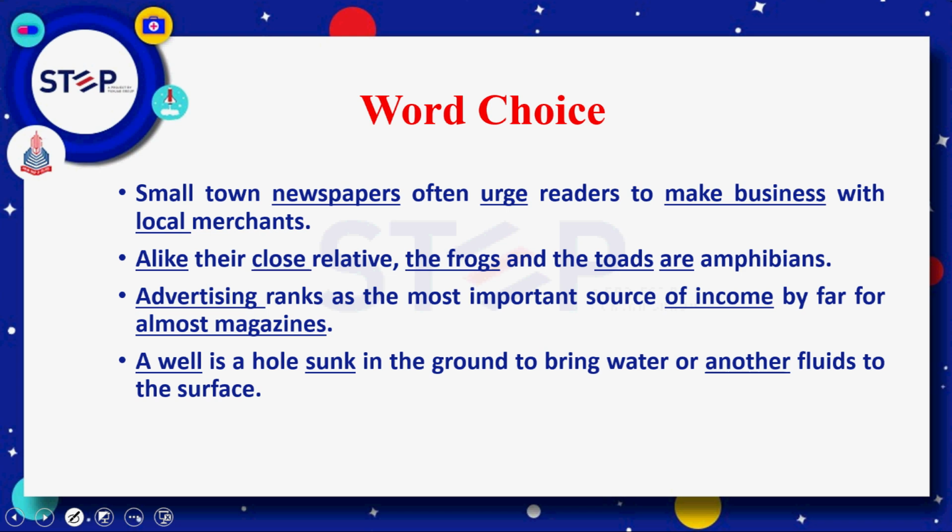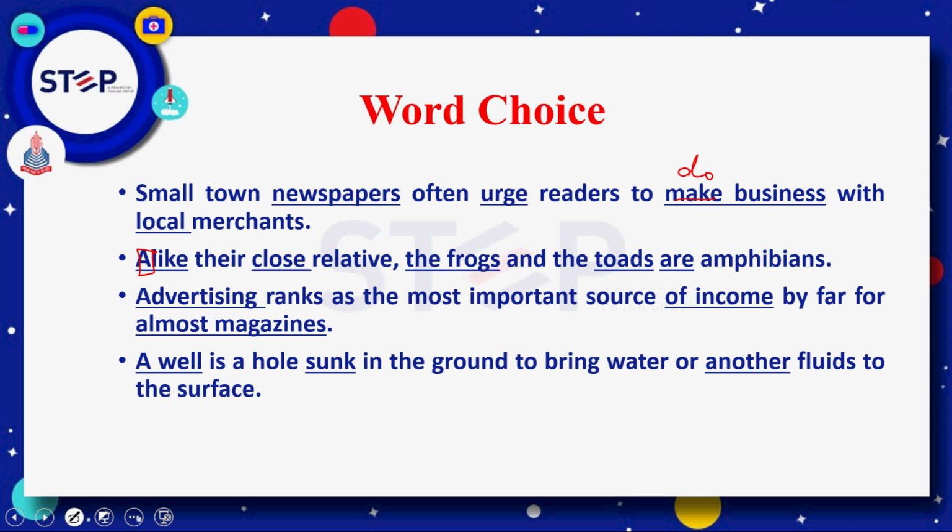Word choice. Small town newspapers often urge readers to make business with local merchants. Make business is a wrong word choice. It should be do business. Next, alike their close relatives. This alike is wrong. It should be like. Alike is an adverb. Like is an adjective. We need an adjective here.